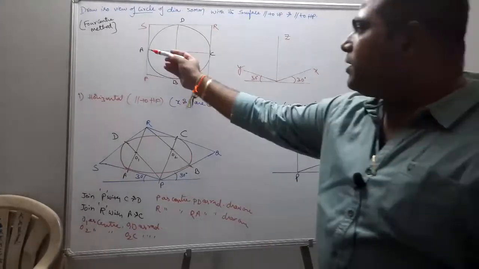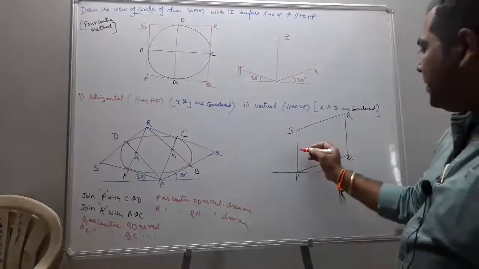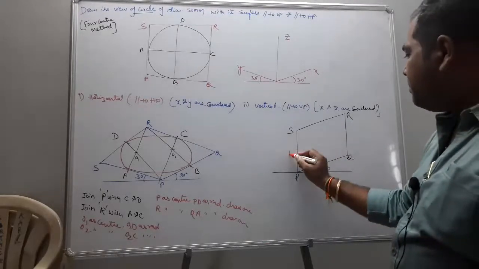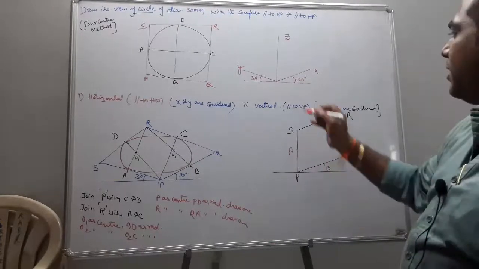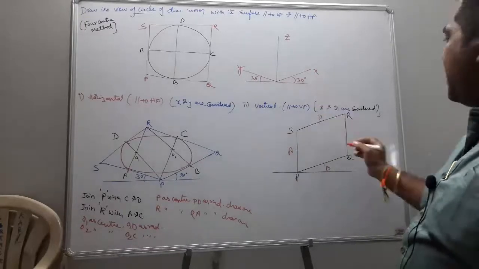Next, A point is in between P and S. So let us take P as center, PA as radius, draw an arc. Similarly, I obtain my D point and my C point. Now the same procedure. What was the same procedure which we did? I just join the corners.